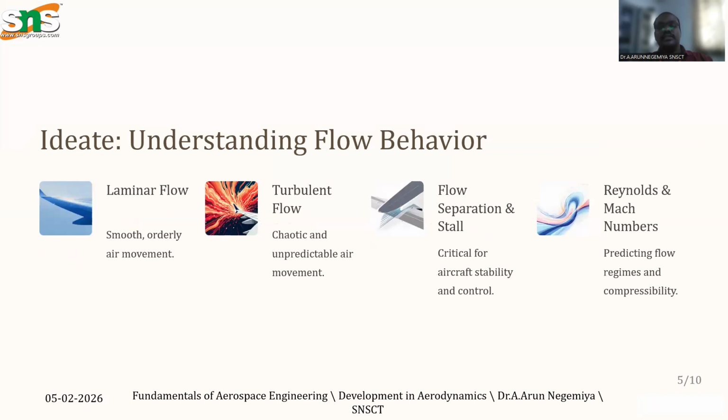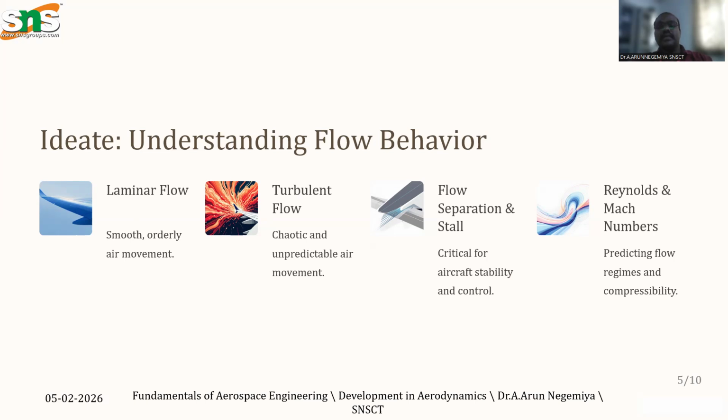And next one is the ideate part. Here we will find two different types of flow. First one is laminar flow and the second is turbulent flow. In laminar flow, smooth and orderly air movement will be found, like the flow can be in a streamlined manner. And next one is the turbulent flow. In turbulent flow, irregular airflows will be found in that case.